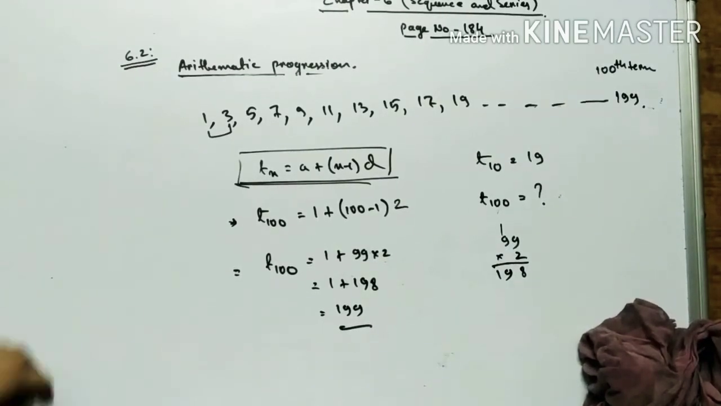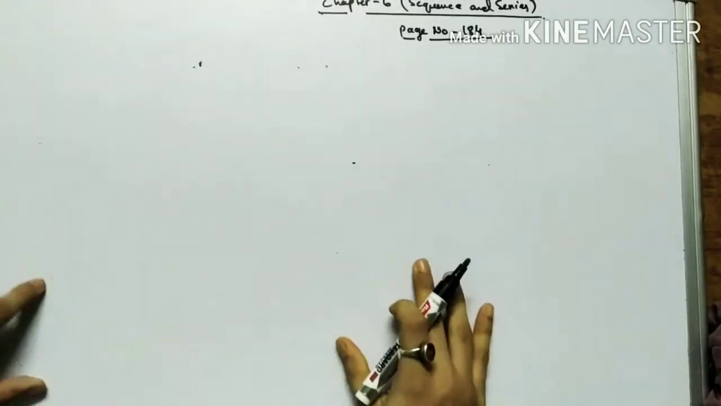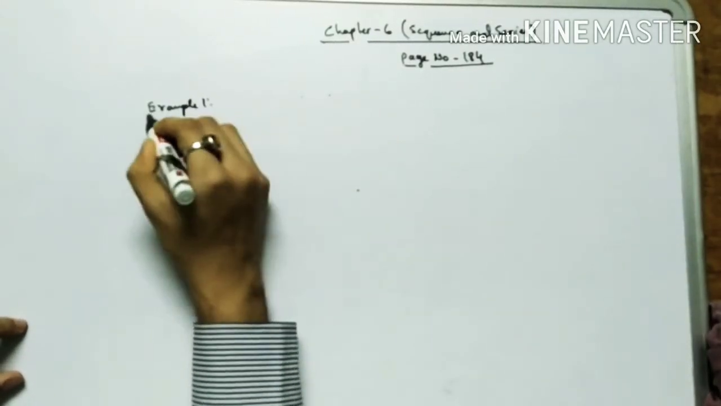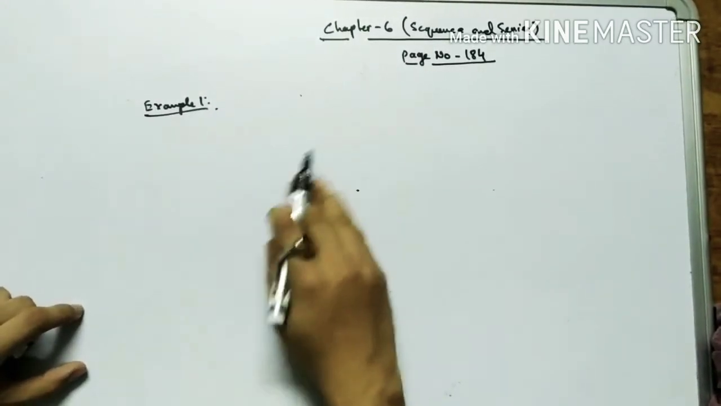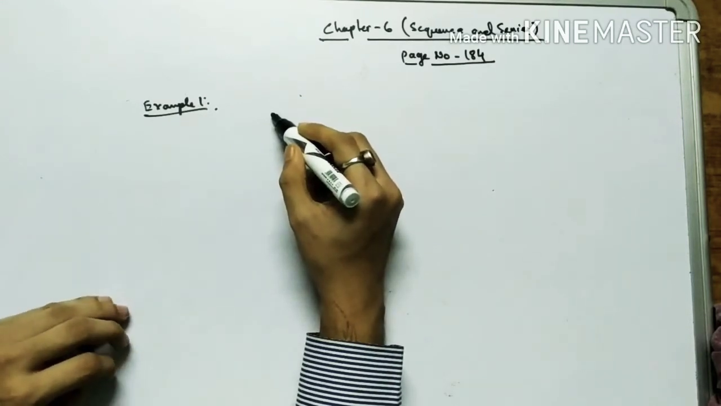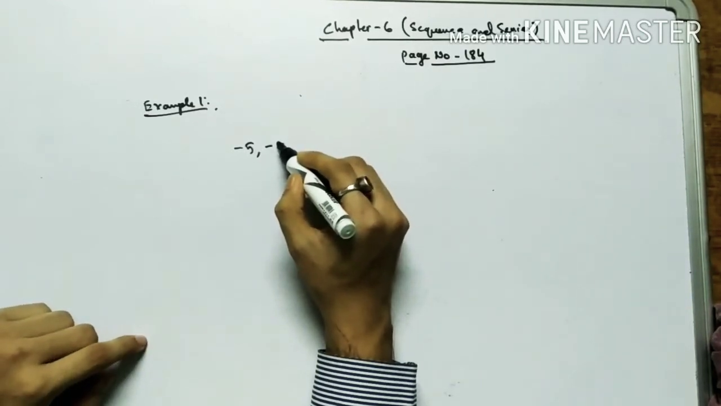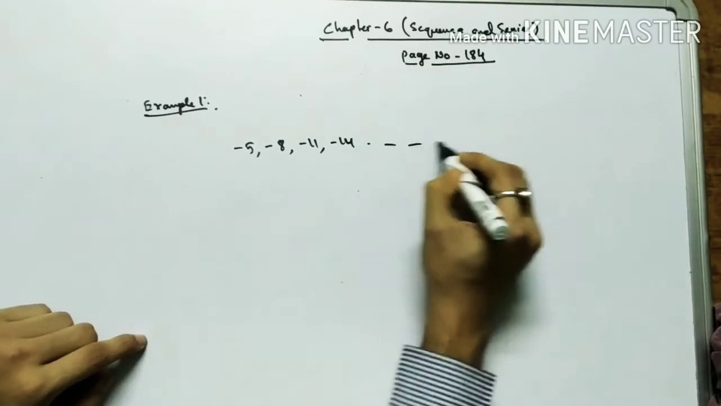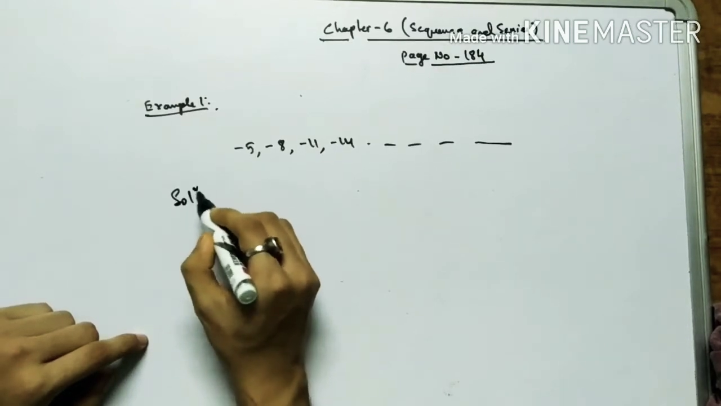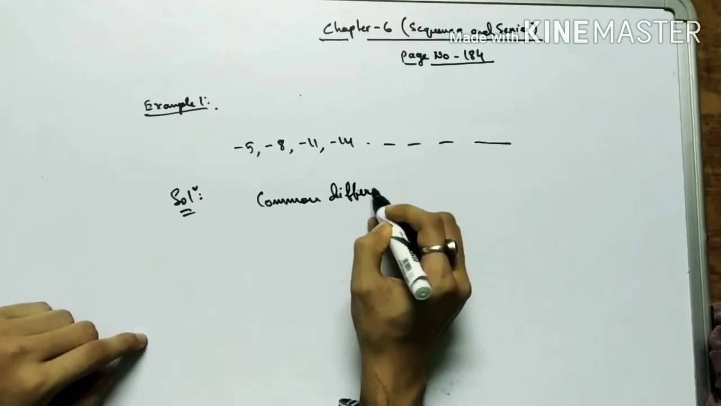So next, I will go to example 1. Page number 186, example 1, you see here. Find the common difference of the progression given below and hence find its 7th and 9th term. So our progression is -5, -8, -11, -14, dot dot dot. What I have to find here, I have to find the common difference.